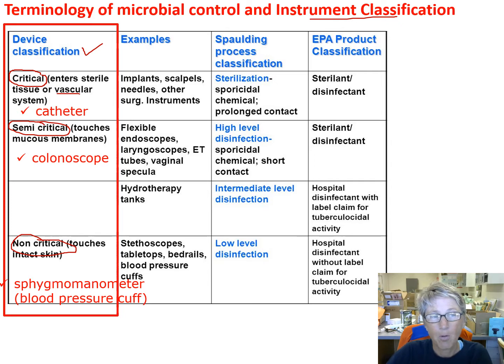So for example, a critical device could be a catheter inserted in your urethra. Semi-critical device would be a colonoscope they'd use for a colonoscopy. A non-critical instrument classification, an example would be a sphygmomanometer. That's just a blood pressure cuff.